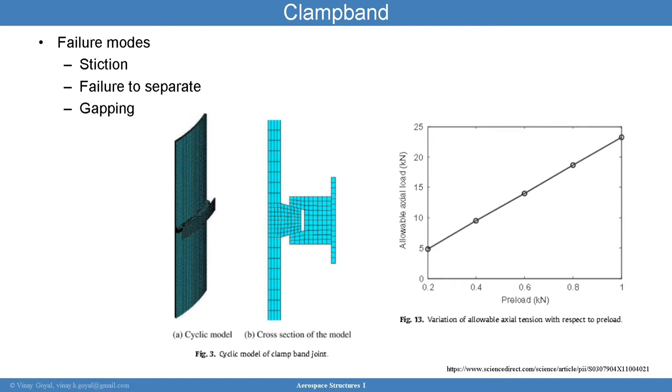So what are the failure modes that could occur? One is stiction, things are stuck, a failure to separate, or gapping, meaning if this surface comes apart, then the whole thing comes apart. Testing is typically done to characterize the behavior of these clamp bands and ensure that I am getting adequate contact so that things are kept together. Here in the y-axis, I'm showing the allowable axial load applied to the structure, and we're checking how that changes with preload. You can see here, as the preload increases, the axial allowable, the maximum load I can apply to this clamp band, also increases, which is significant and quite important.